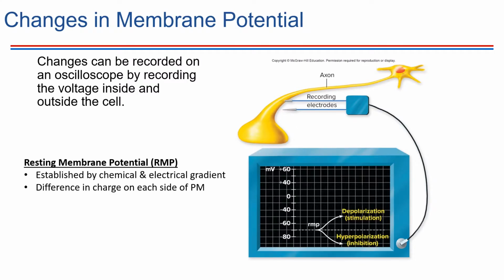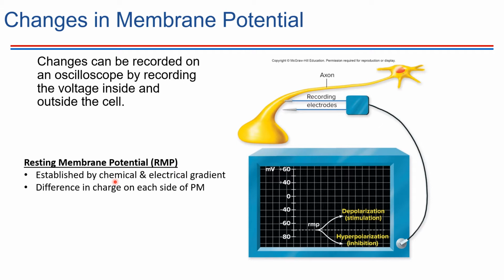So we can actually use a machine called an oscilloscope to record the difference between the inside of the neuron and the outside of the neuron by putting these little microelectrodes in and outside in that extracellular fluid. And it's going to record the voltages of each of those and determine the difference between them. We call this the membrane potential. And when the neuron here is at rest, when it's not firing its action potential down the axon, we call that the resting membrane potential.